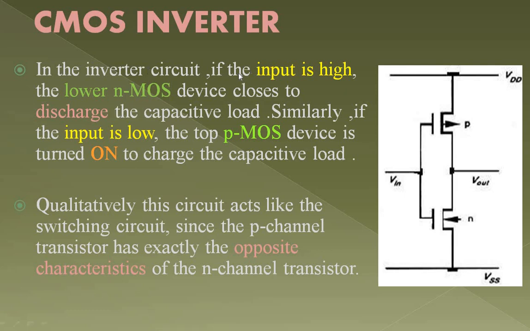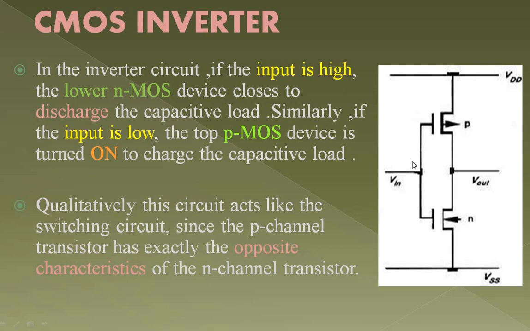Whenever your input is high, the PMOS will be off and the NMOS device will be on. If the PMOS is off, there is no path for charging your capacitor. Similarly, if the input is low, 0 volts, your P device will be on and your N device will be off. So there is a path directly which will be able to charge your capacitor.